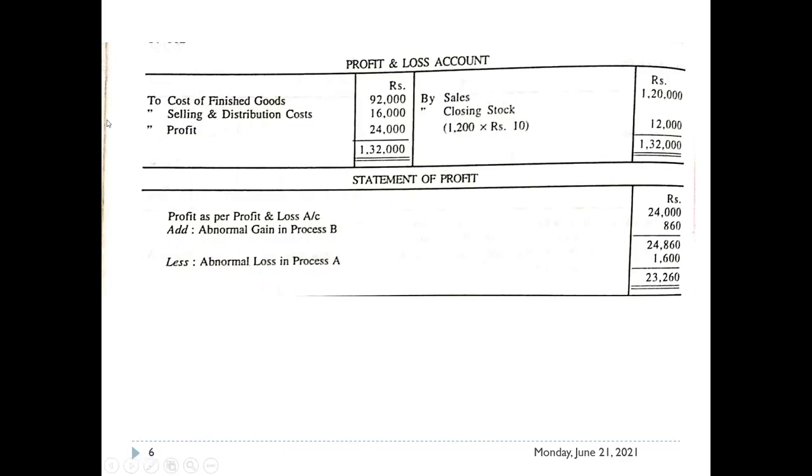Now find out the gross profit, or find out the profit. So find out the net profit, how much? 1,32,000 minus this one, so 24,000. Okay, so this is the net profit we have calculated.